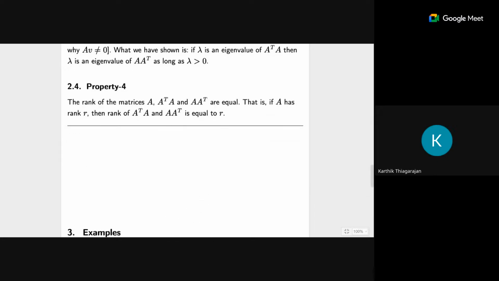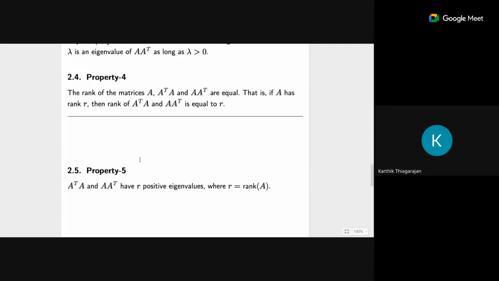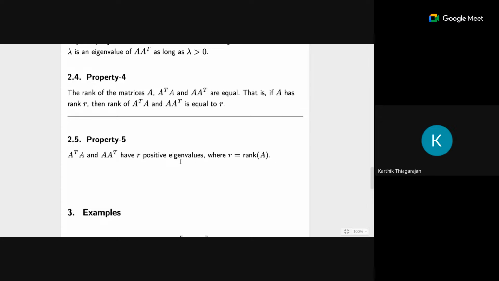A transpose A and A A transpose have R positive eigenvalues, where R equals the rank of A. We have shown in the previous property, and just mentioned, that they have the same rank. For diagonalizable matrices, the number of positive eigenvalues is equal to the rank. This is something very important. Unfortunately, we have not discussed this anywhere in the course. A transpose A and A A transpose are all diagonalizable, so they will have R positive eigenvalues, where R is the rank of A.